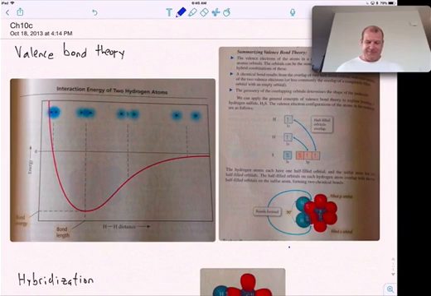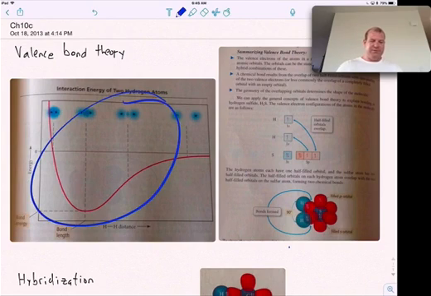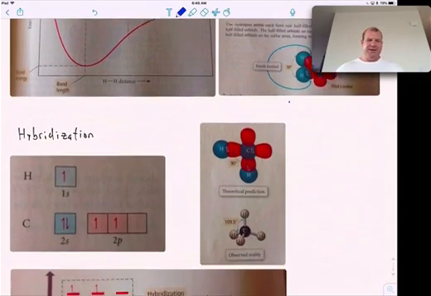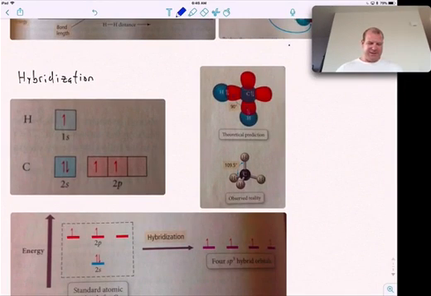And okay, so we're going to come back and talk about valence bond theory. So this is true for everything. This kind of the magic distance there. But valence bond theory, the idea of valence bond theory, which is trying to answer why things bond, is overlapping orbitals. And the next thing to talk about is hybridization.